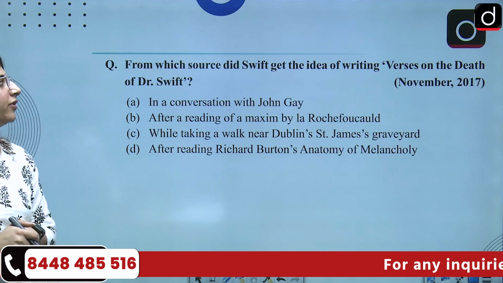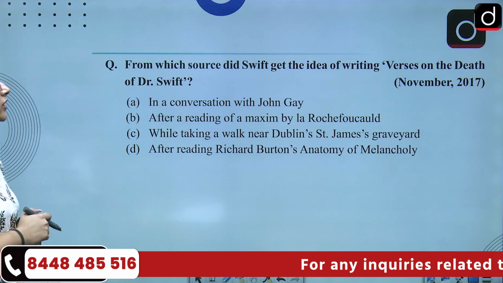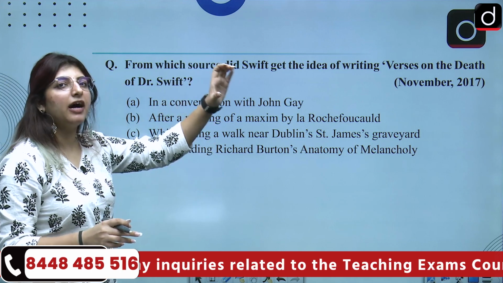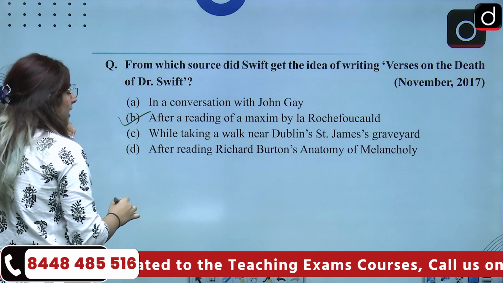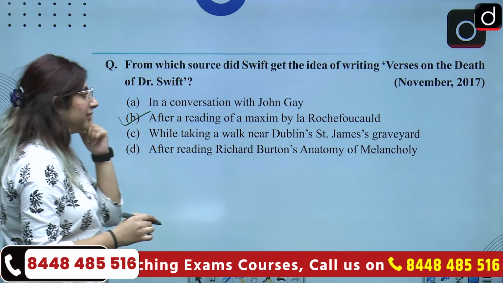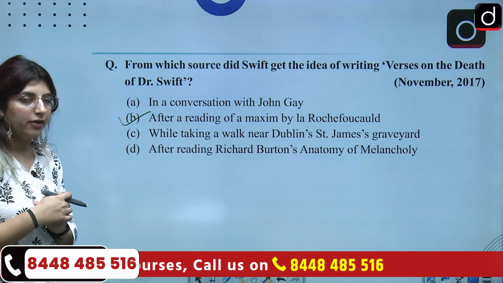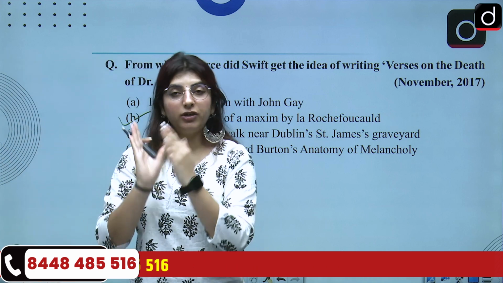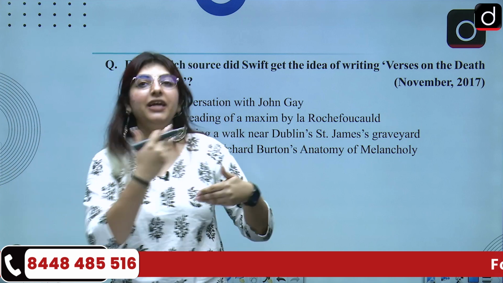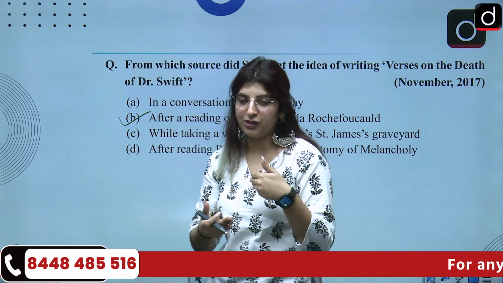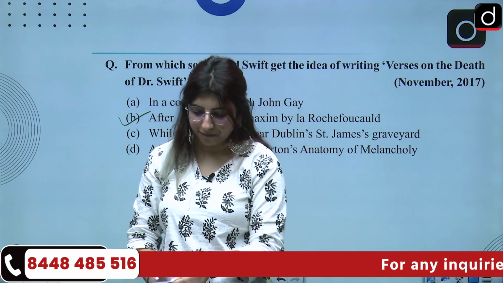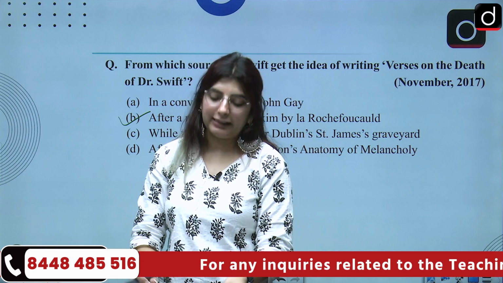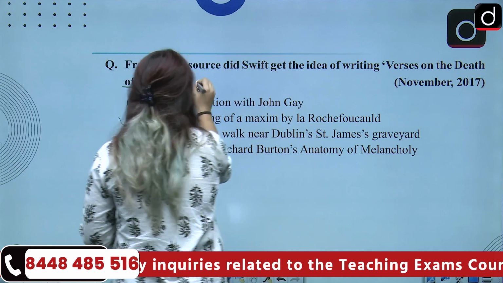Next question, from which source did Swift get the idea of writing Verses on the Death of Dr. Swift? Verses on the Death of Dr. Swift का epigraph ही यही है. The answer is, after a reading from a magazine by La Rochefoucauld. Right? La Rochefoucauld का एक, इन्होंने magazine पढ़ा था, उसमें इन्होंने Dr. Swift ने, यानी Jonathan Swift ने, अपनी ही death के ऊपर, Verses on the Death of Dr. Swift जो है, he wrote this particular work. Right, on his own death. 1732 में it was completed.